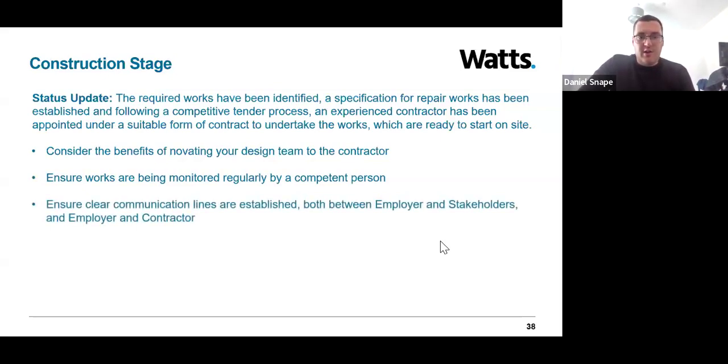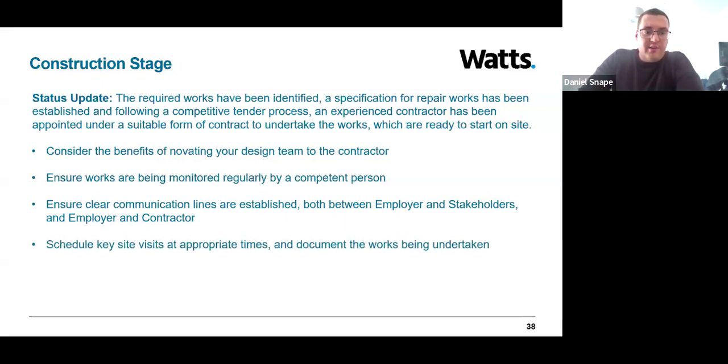Ensuring clear communication lines are established, both between the employer and stakeholders and the employer and the contractor. This is vitally important in my view, not only to keep residents or other stakeholders up to date on progress and to minimise disruption, but good communication between a contractor and employer, even if that's through an employer's agent or a contract administrator, should ensure that issues are mutually understood, and that plans can be put in place to rectify any issues that have buy-in from all parties without delay.